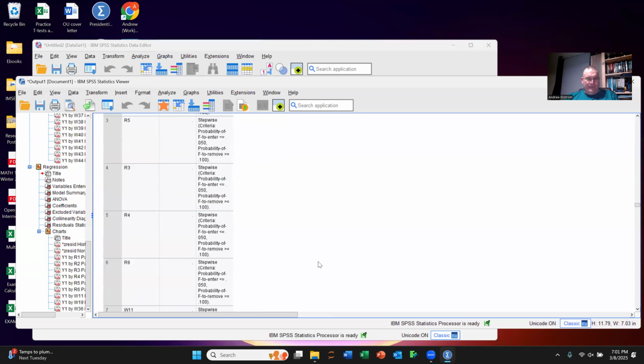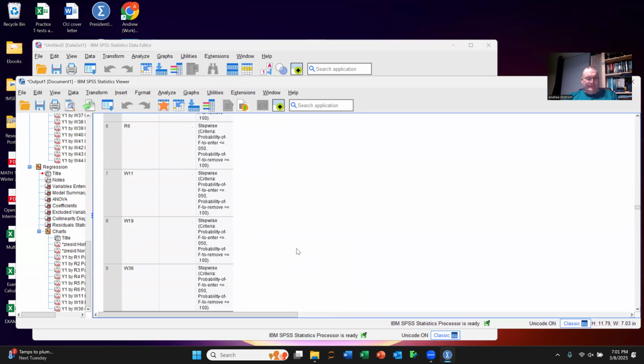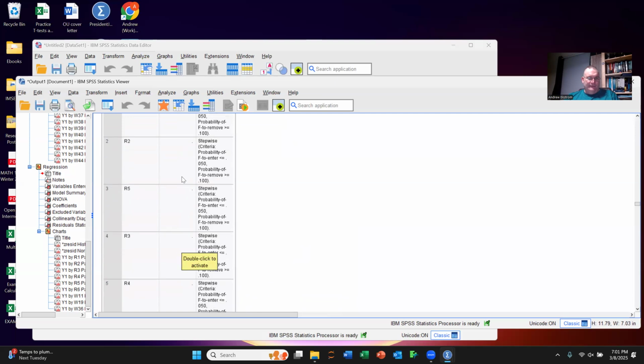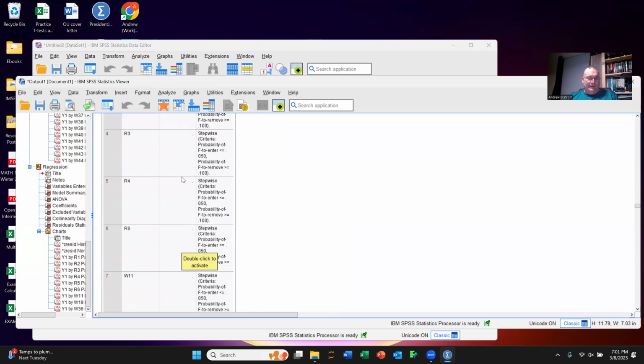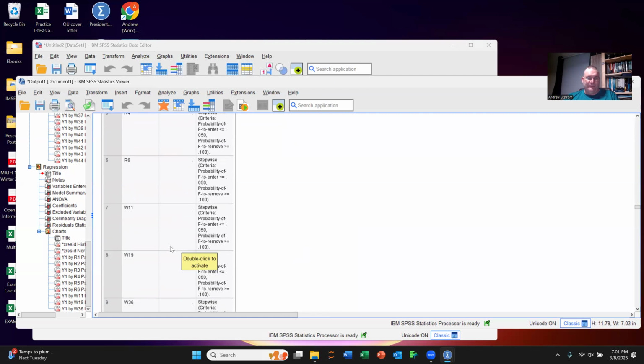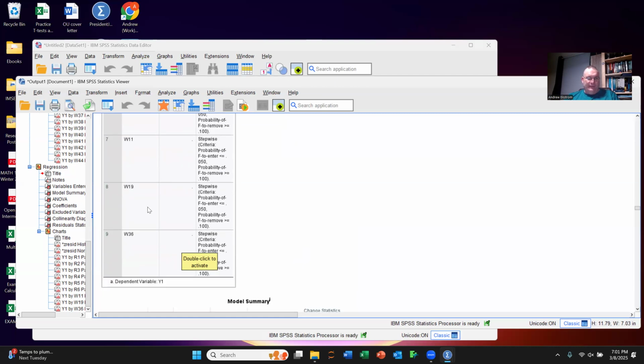And what it's done is it's decided that R1 through R6 are all statistically significant, but it's also choosing W11, W19, and W36. So again, these three are the statistically significant terms, but these are also those spurious correlations that I was talking about. They do not belong, but if we didn't know any better, we would look at them and think, hey, those actually look like there's something important.